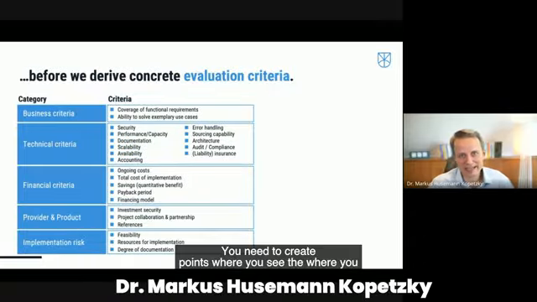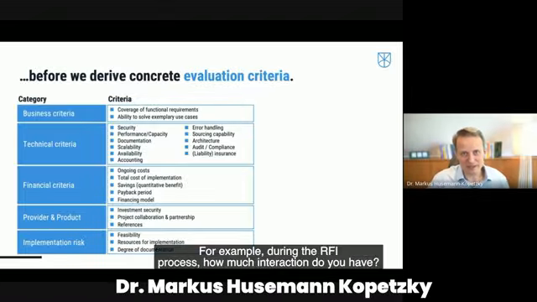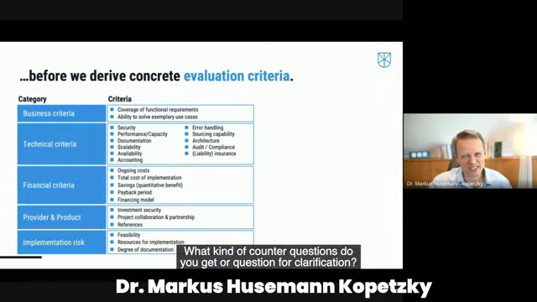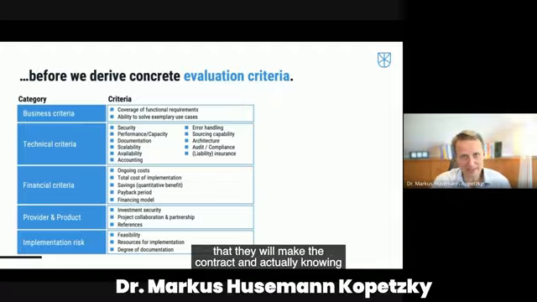You need to create points where you can make a conclusion about the character of the people. For example, during the RFI process, how much interaction do you have? What kind of counter questions do you get, or questions for clarification? How tailored are the live workshops? Is it customized to you? How much effort do you see your counterpart is investing in you without knowing that they will get the contract, and actually knowing that there are 2, 3, or 5 other companies in the run?